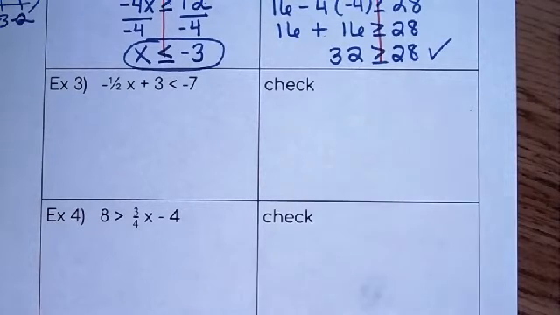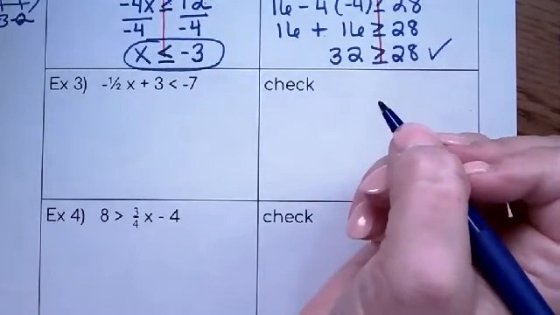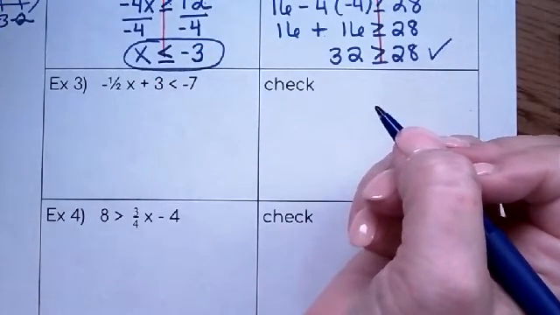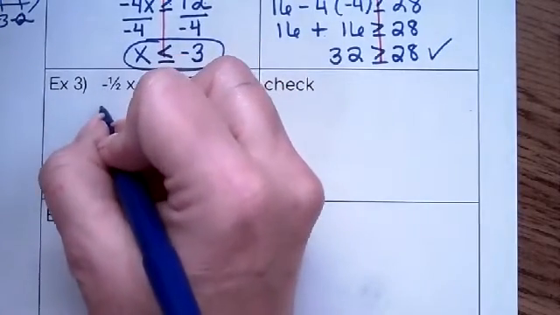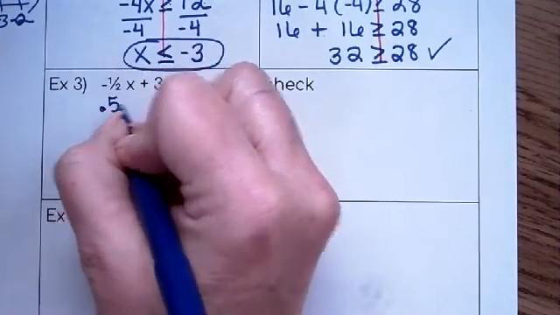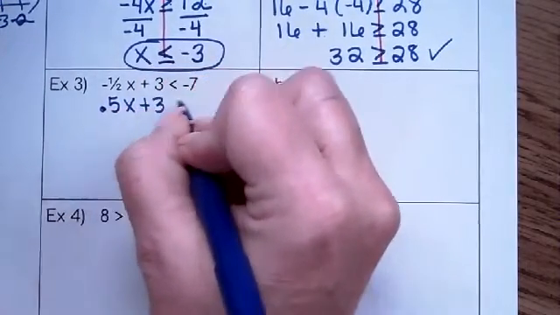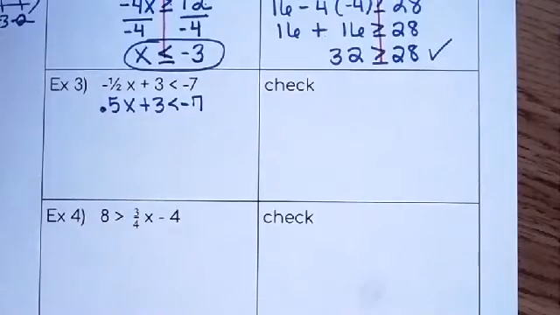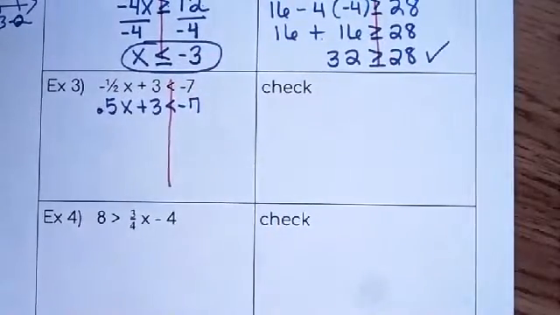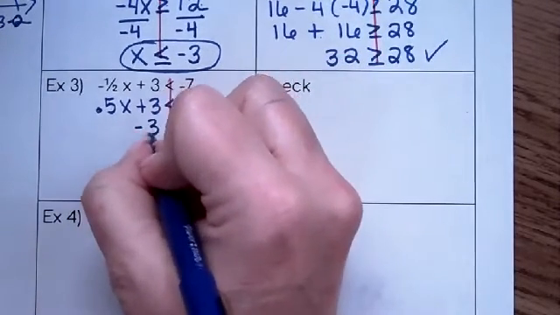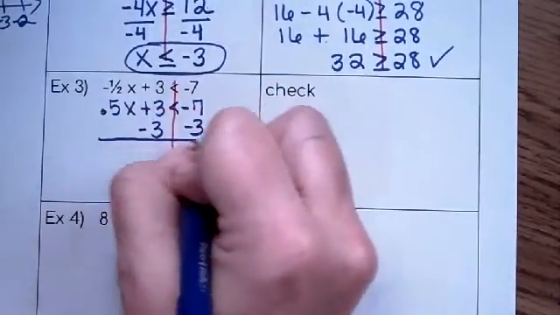Okay, now, honestly, I might just go ahead and turn that into a decimal. Okay, so -1/2 is what? -0.5x plus 3, which is less than -7. Okay. Now, oh, I didn't put my river in, did I? Let's go ahead and do that. There we go. Now, if I do this, I'm working the same way I worked the last two. So subtract the 3 from both sides, just like that.